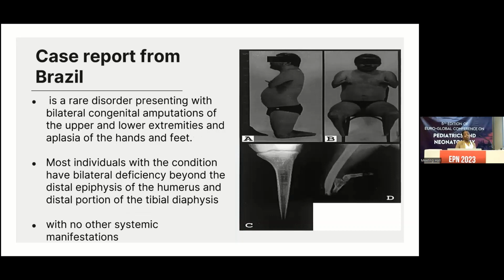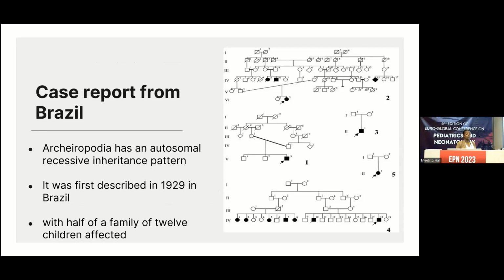So this is one of the very similar cases from Brazil that we thought could be very similar to our cases. It's a rare disorder presenting with bilateral congenital amputation of the upper and lower limbs. And most individuals with this condition have bilateral deficiency beyond the distal epiphysis of the humerus and distal portion of the tibial diaphysis, with no other systemic manifestations. It was first described in 1929 in Brazil, and it's known as acheiropodia.